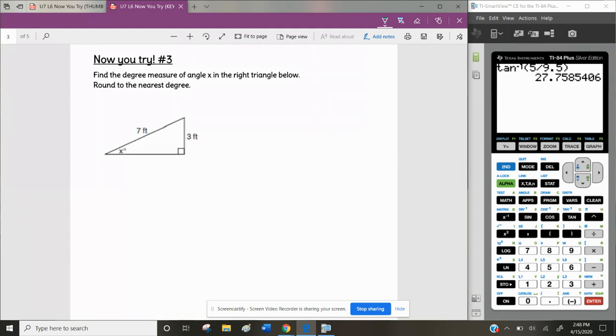For number 3, find the degree measure of angle X, and we want to round to the nearest degree again. So let's look in terms of angle X. I have the opposite, and for this right triangle, I have the hypotenuse. So sine of our angle labeled X equals our opposite, which is 3, over the hypotenuse, which is 7.